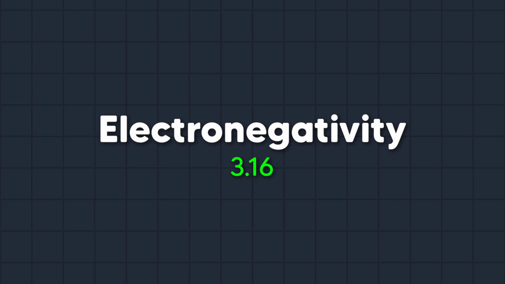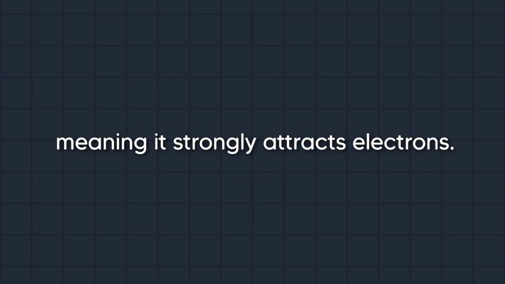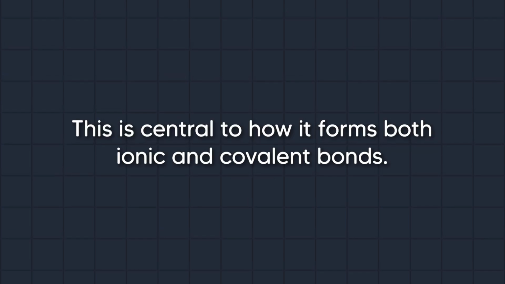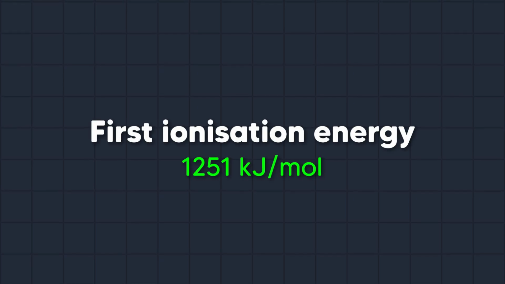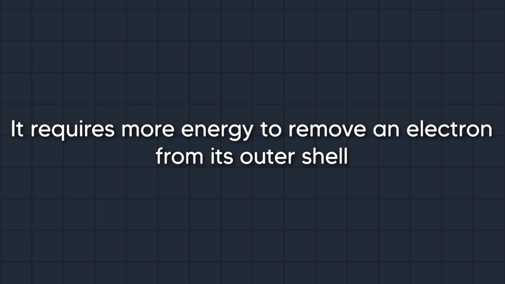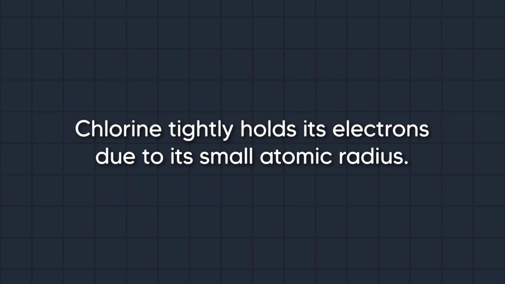Chlorine has an electronegativity of 3.16, meaning it strongly attracts electrons. This is central to how it forms both ionic and covalent bonds. It also has a core charge of +7, indicating a strong attraction between the nucleus and valence electrons. Chlorine's first ionization energy of 1251 kilojoules per mole means it takes a lot of energy to remove an electron from its outer shell. Chlorine tightly holds its electrons due to its small atomic radius.